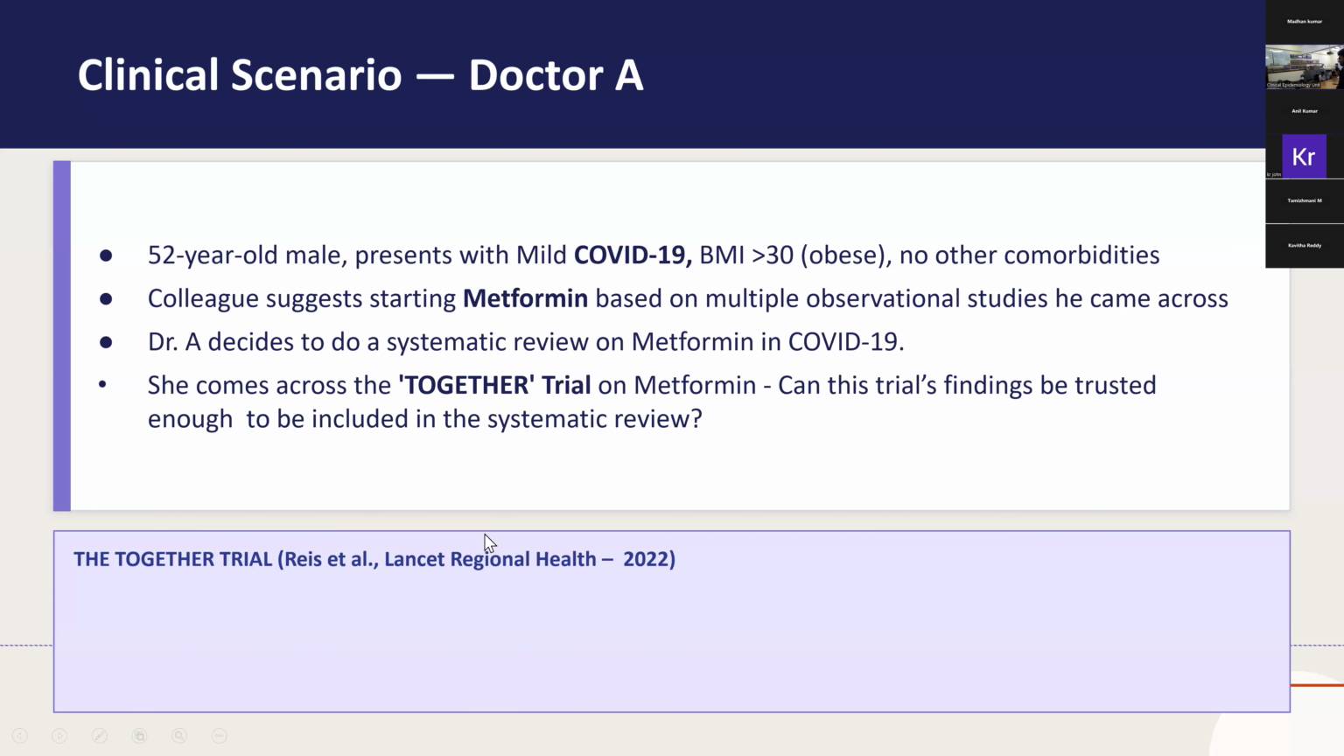So whether the metformin is beneficial in COVID-19, this doctor decides to do a systematic review, and she came across one trial called the Together trial about metformin in COVID-19, and she's a little doubtful whether she should include this study in her systematic review or not. So how do we decide whether to include this randomized controlled trial within a systematic review?